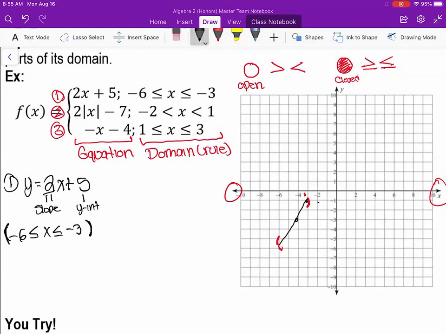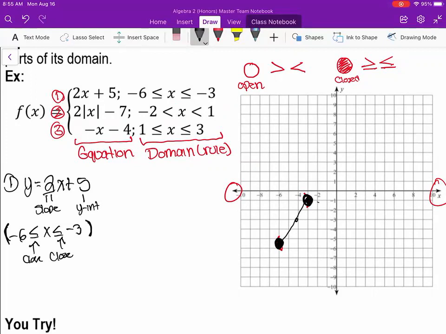All right. Once you have that little piece, all you got to do is determine if it's going to be an open or closed circle. Both of them are equal to, which means that on the left, you have a closed circle, and on the right, you have a closed circle as well. Both are closed. And that is how you graph a piecewise function.